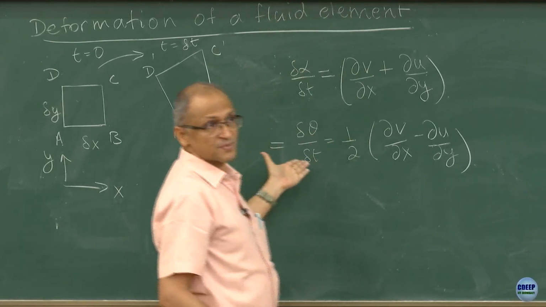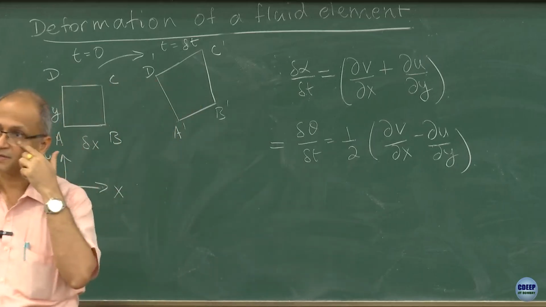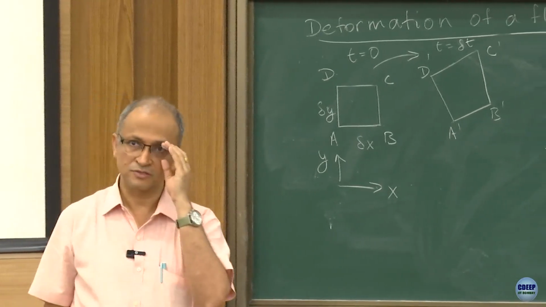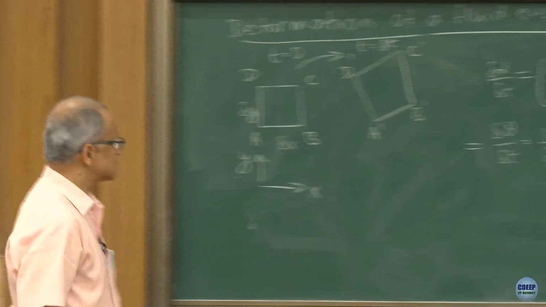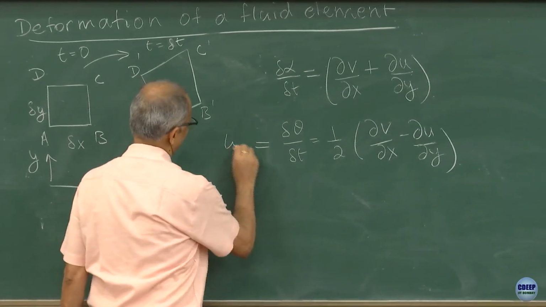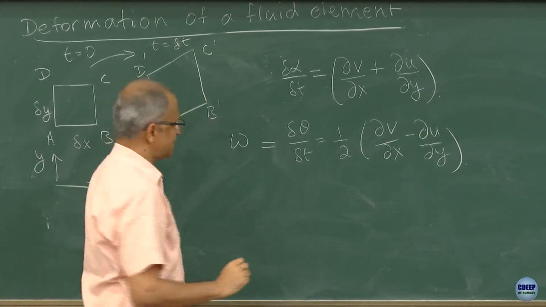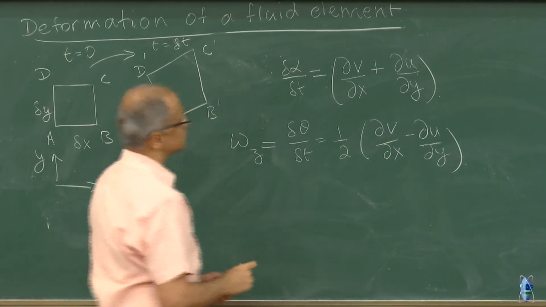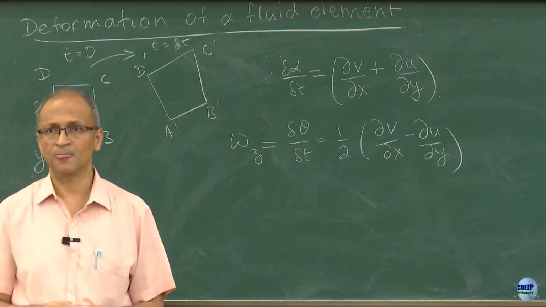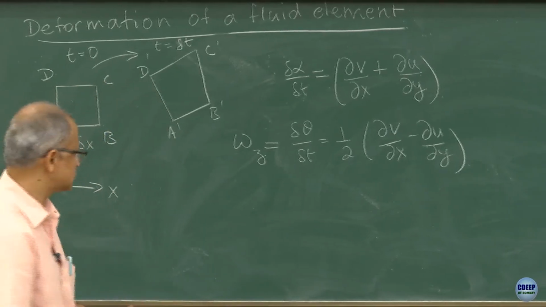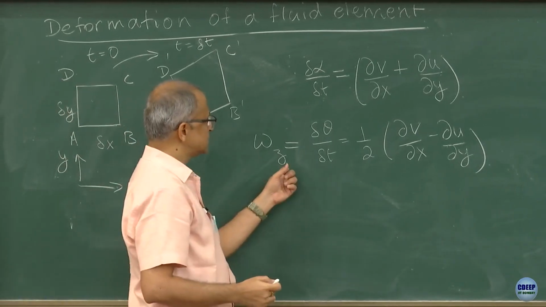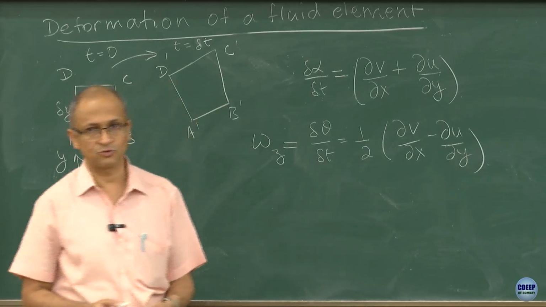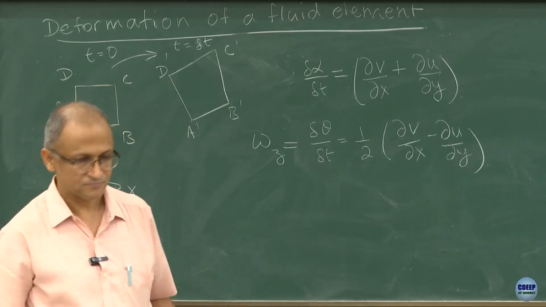So what is delta theta by delta t? It is the rate of rotation, angular speed maybe. So we can call this omega. We will put a subscript z, because it is a rotation about the z axis. So that's why we keep a subscript z in here to emphasize that this is a rotation about the z axis. Yes, now we're rotating about point A.